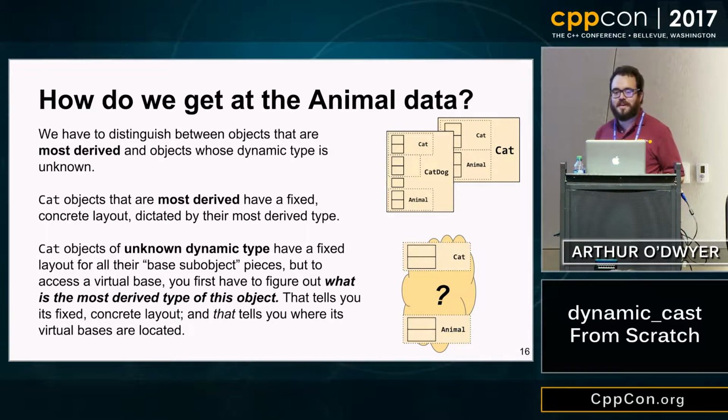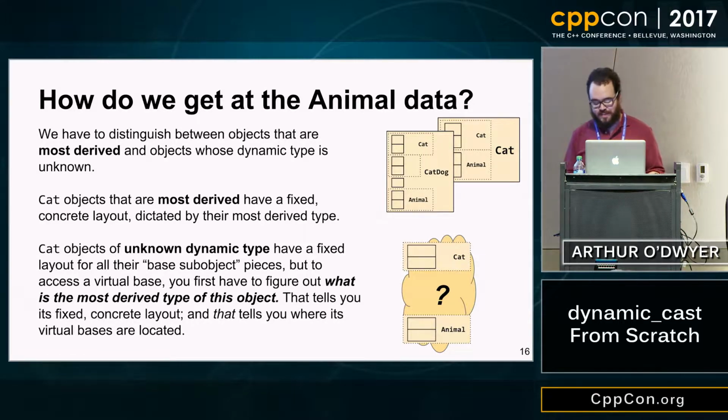To generalize this away from cats into C++ classes, objects that are most derived have a fixed concrete layout dictated by their most derived type. And if I have an object of unknown dynamic type, it has a fixed layout for all its base subobject pieces, but to access a virtual base, you first have to figure out what is the most derived type of this object. That tells you its fixed concrete layout, and that tells you where its virtual bases are located.